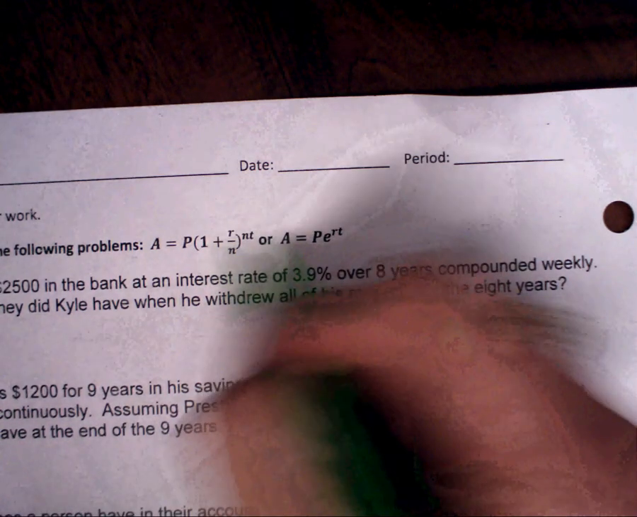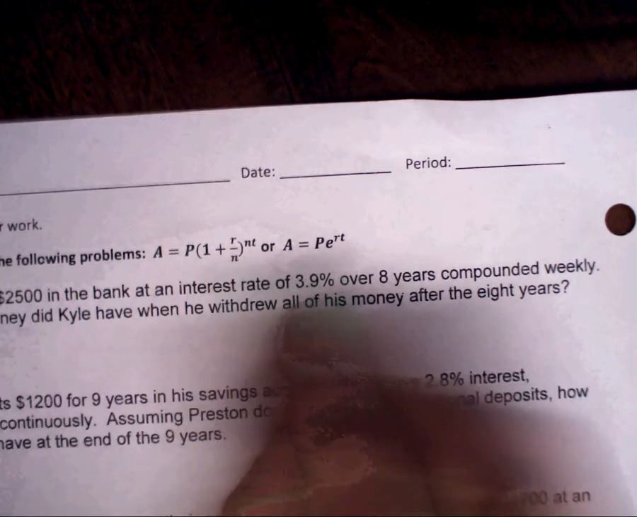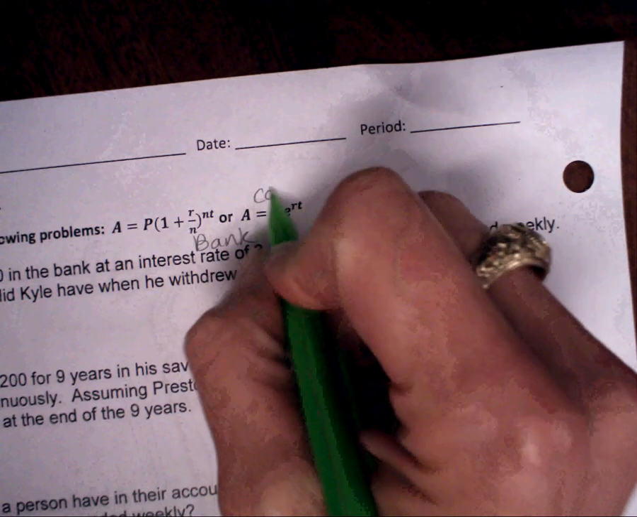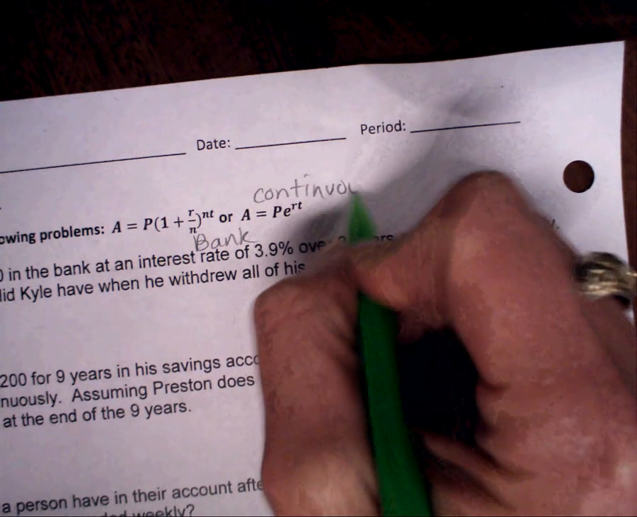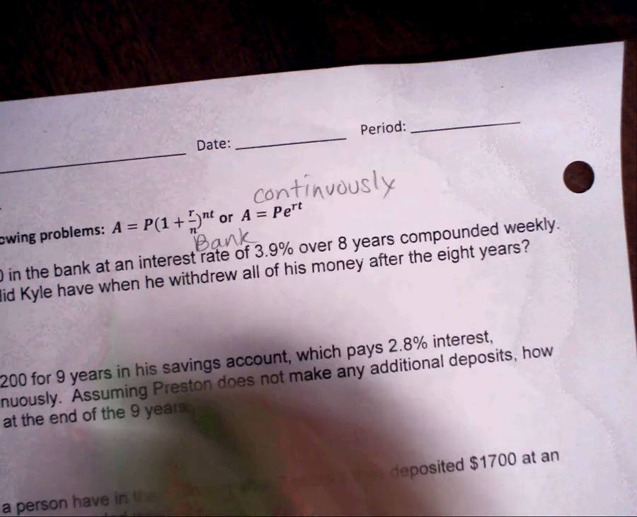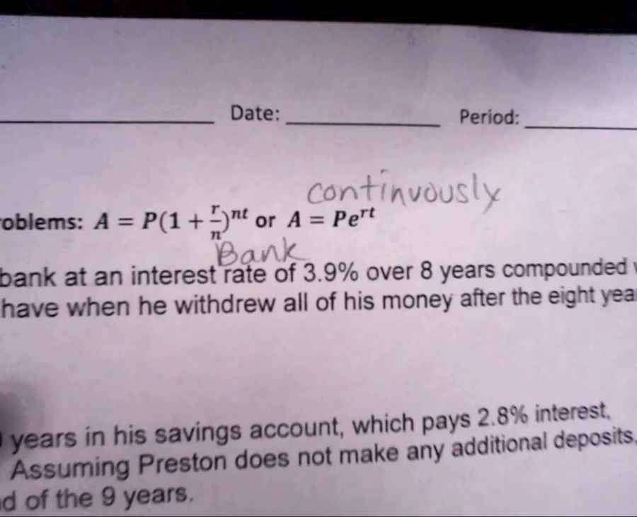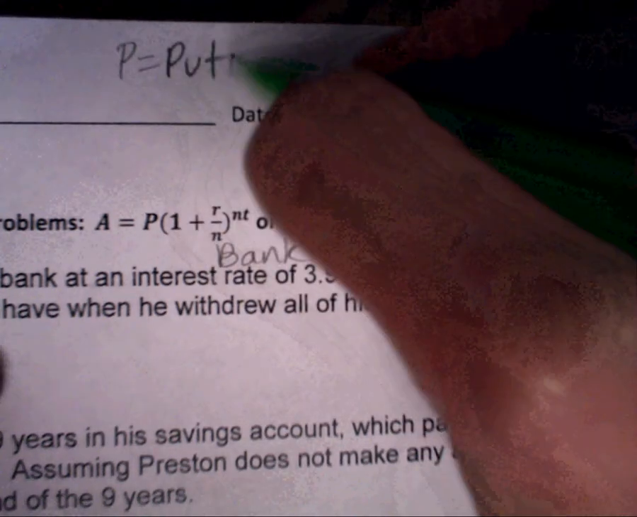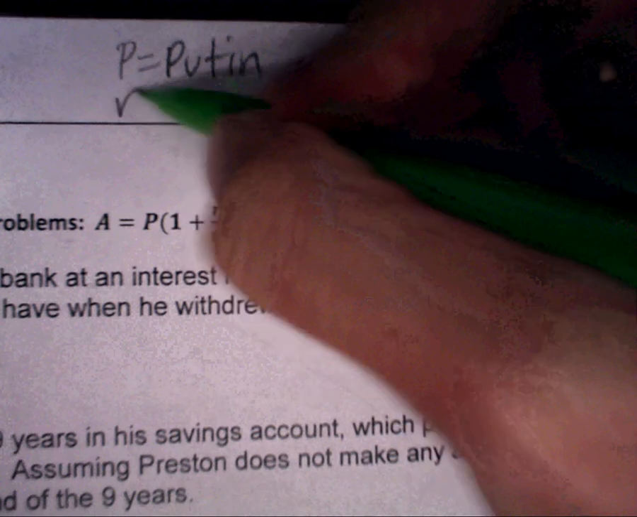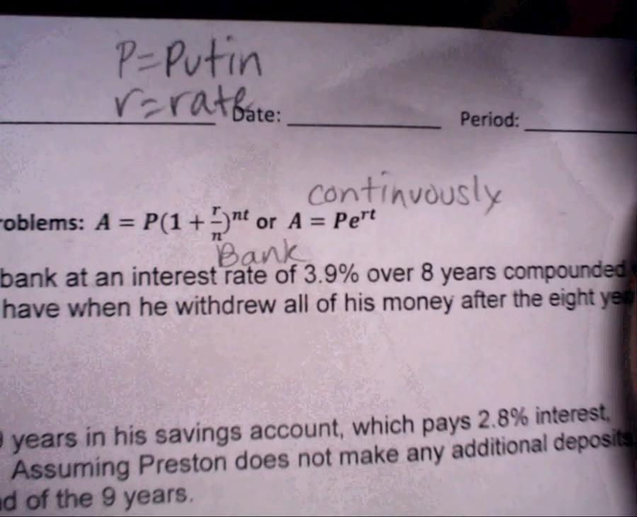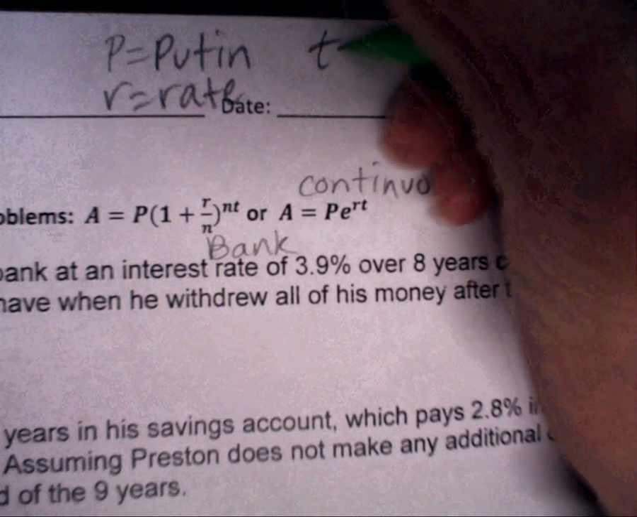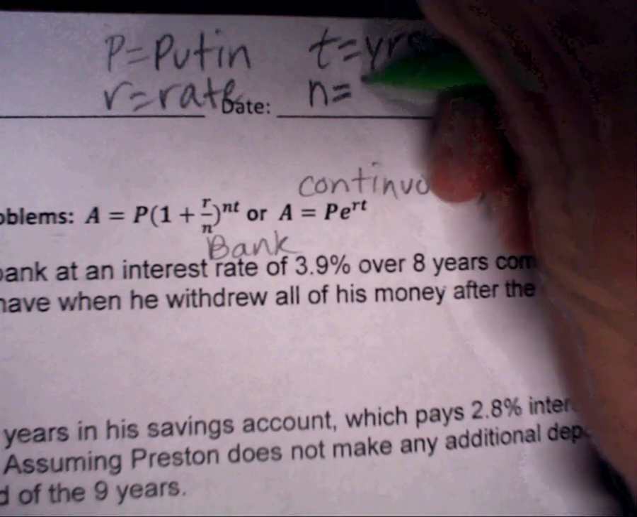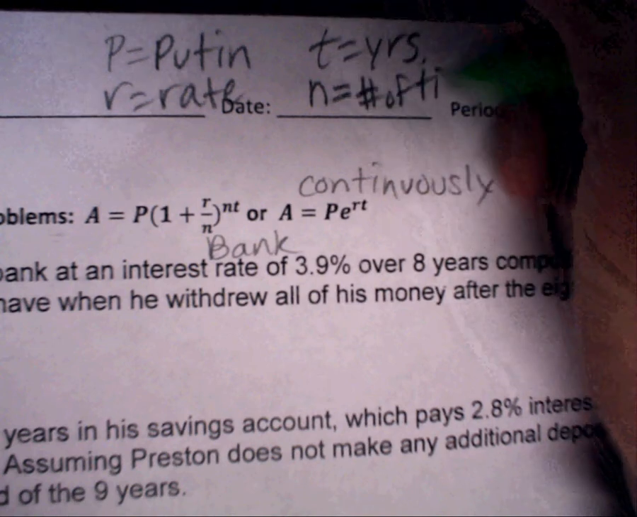So the biggest difference between these two banking problems, so both of these have to deal with money in a bank. This one is about continuously, and this one is not. So let me zoom in here. If you want to, you can take your notes and go through and go, okay, this is my put in amount. My P is my put in. My R is my rate, but always make sure you change your rate to a decimal. T is years. The other letter you will need is N, the number of times a year.